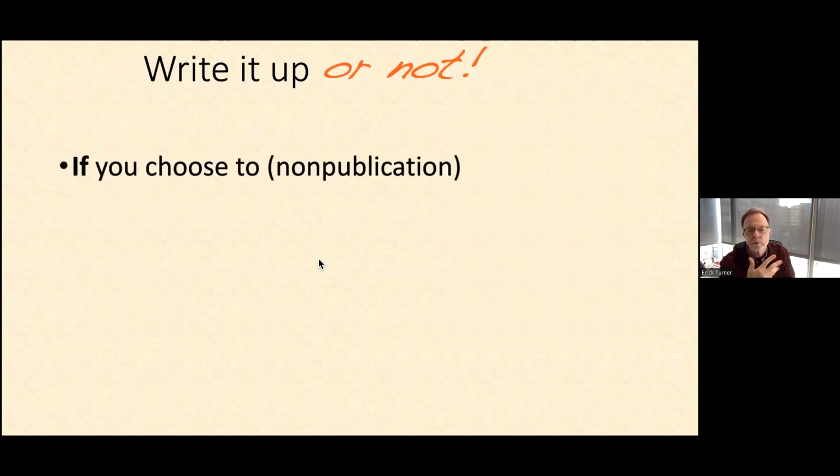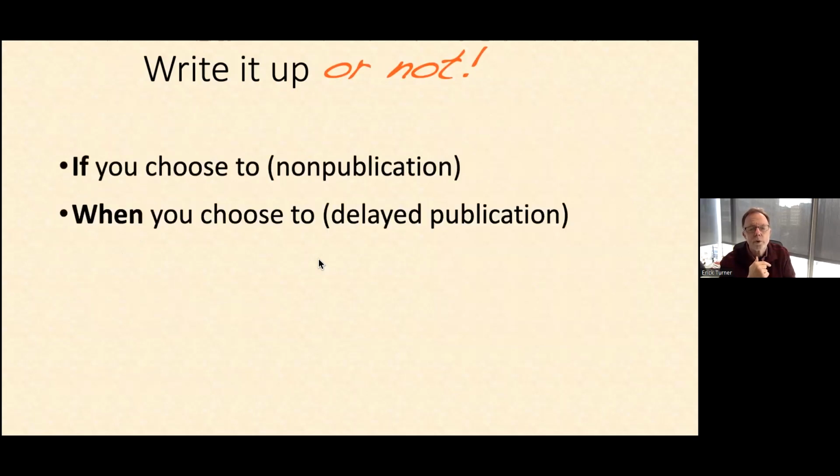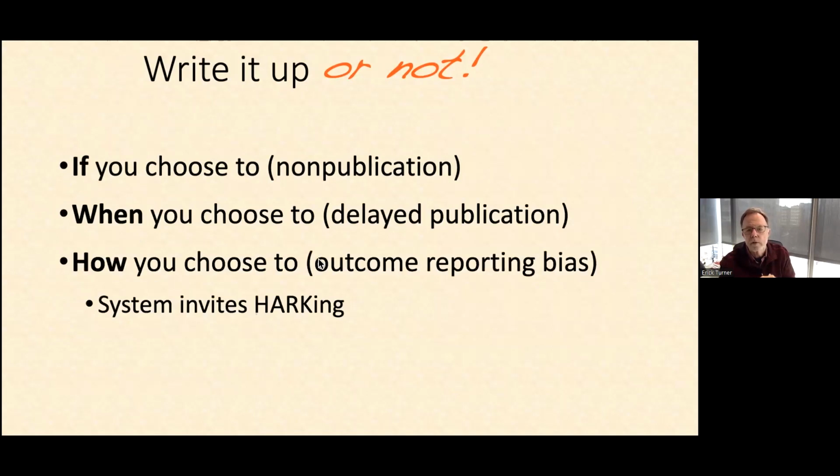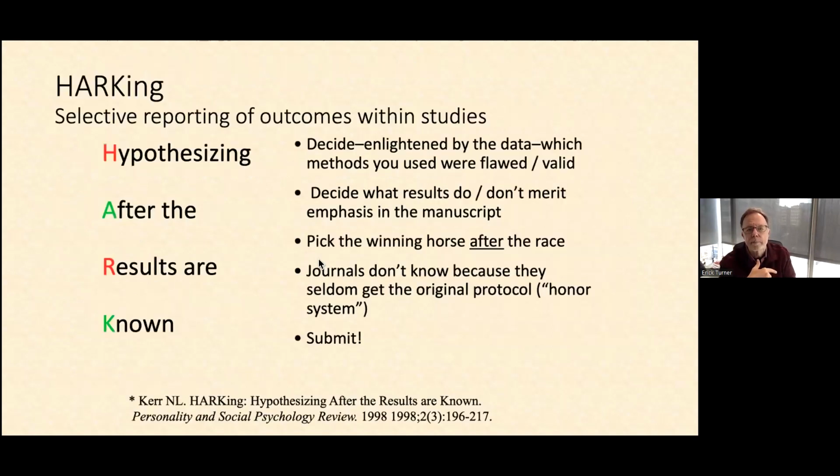So if you choose to, you simply not publish it. When you choose to, you can delay it for a while. And how you choose to, outcome reporting bias, and the system invites harking. Again, harking is this hypothesizing after the results are known. So you can, again, decide once you've been enlightened by the data, which methods you used were flawed or which ones were valid, and which ones may or may not merit emphasis in the manuscript.